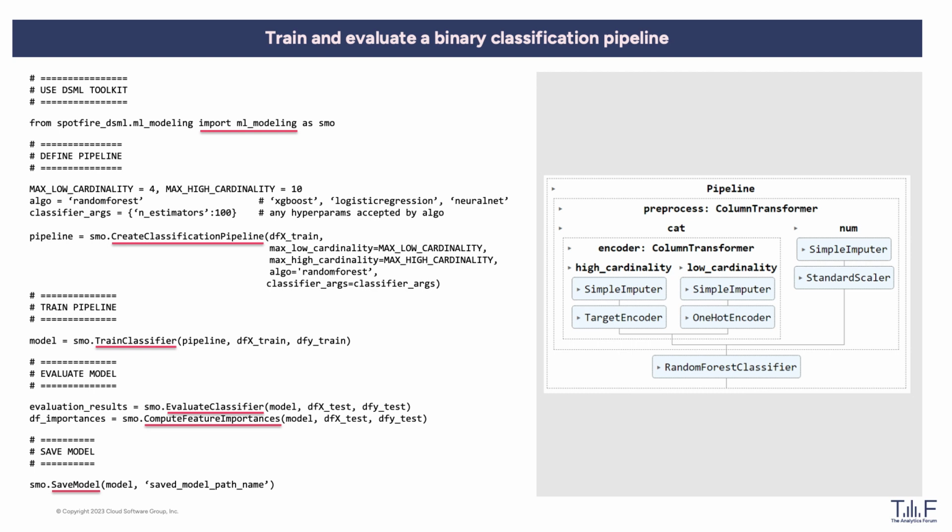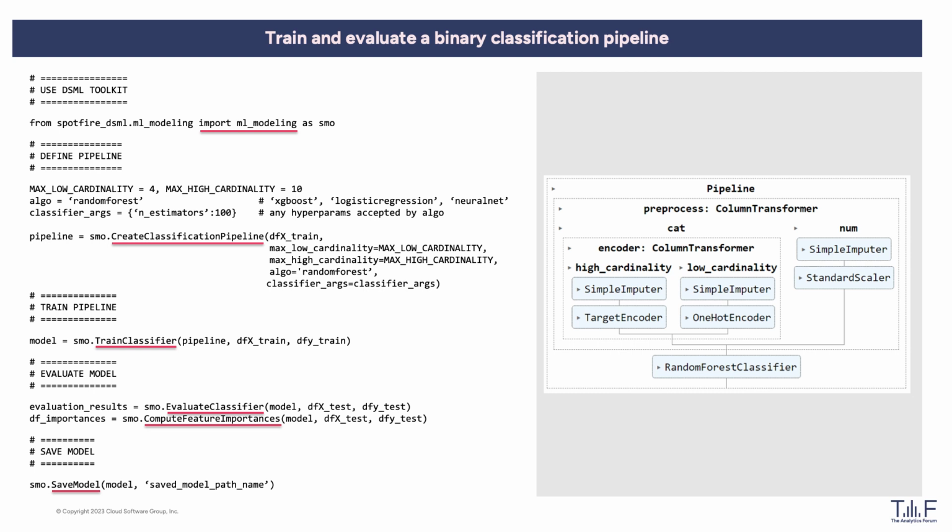This piece of code shows how to train a binary classification pipeline model and evaluate its performance. We here assume you have already done the usual train test split of your data and that the data is stored in Pandas data frames. To use the functionality from the ML modeling module, you need to import it from Spotfire DSML. You define a standard pipeline by calling the function createClassificationPipeline from this module.